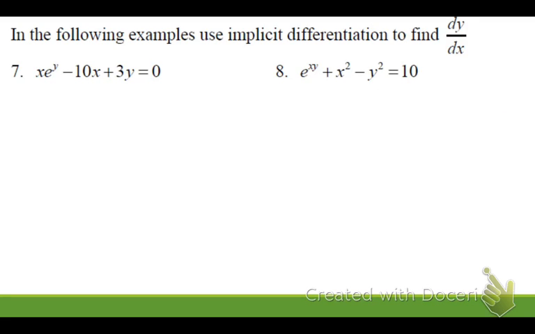So this one says, in the following examples, use implicit differentiation to find dy dx. I know you guys are not huge fans of implicit differentiation, but one of the things I appreciate about calculus the most is that they keep spiraling everything back in again. Limits maybe is the only thing that we don't really talk about much anymore. We talk about derivatives all the time. We talk about implicit differentiation.